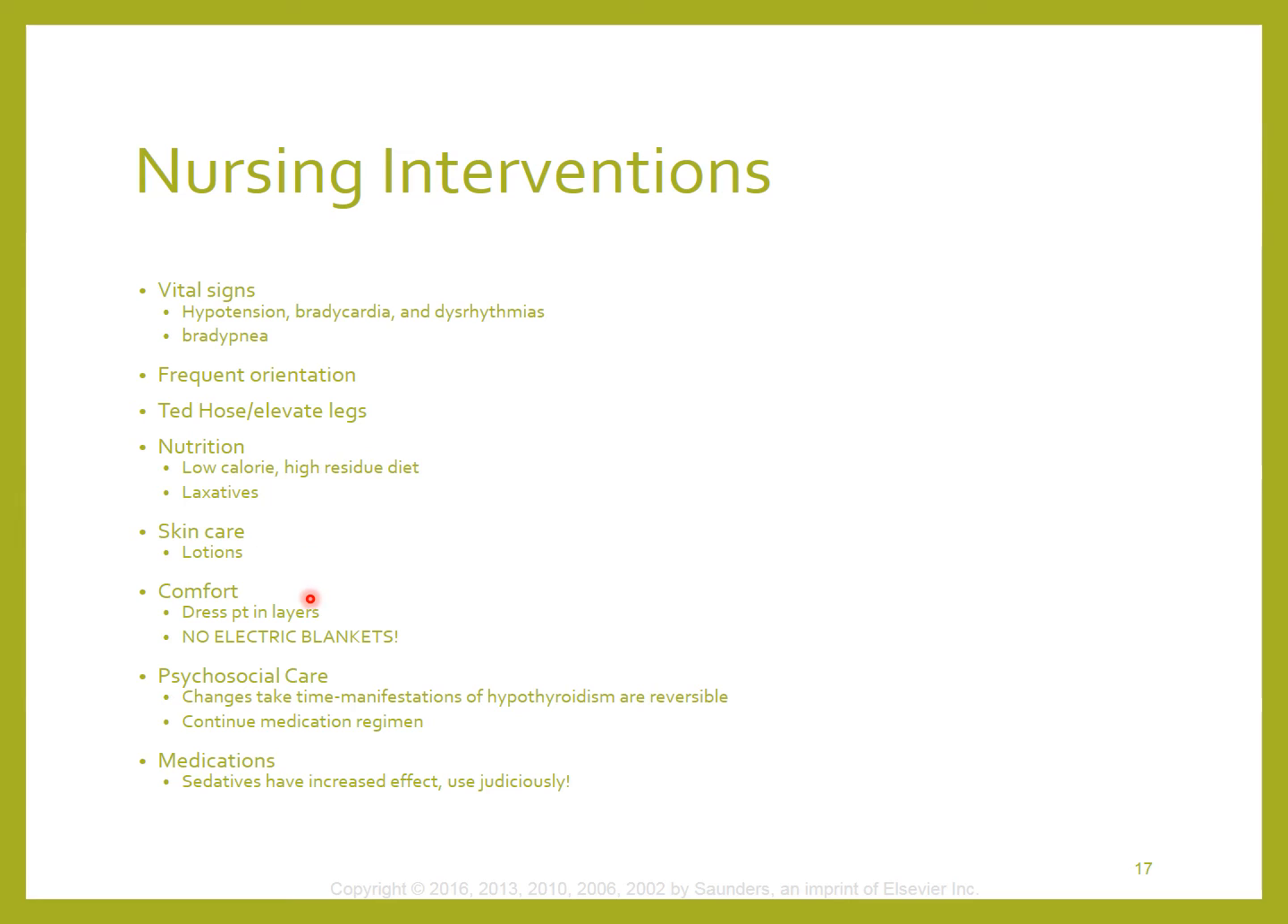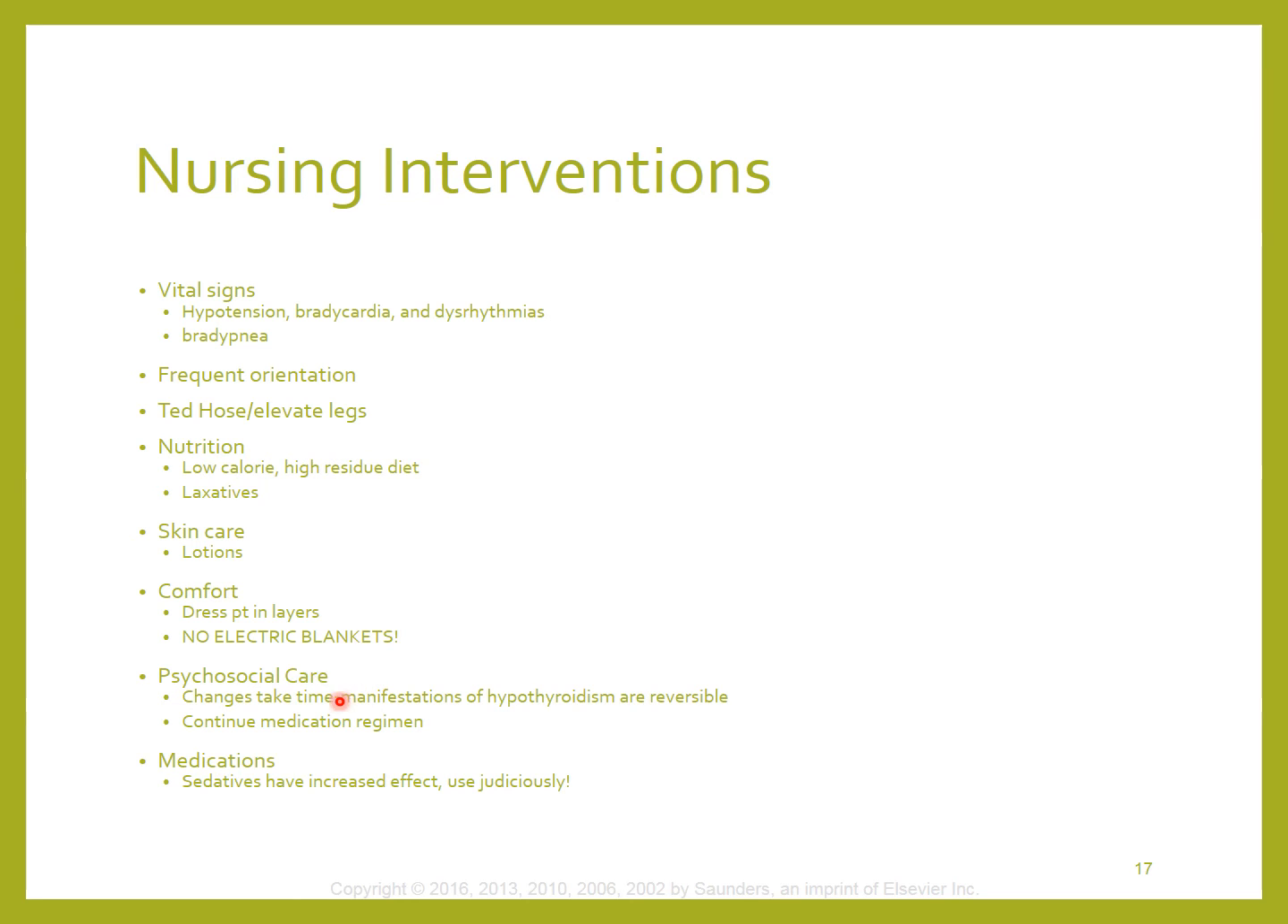Comfort, they are so cold intolerant. They are going to be freezing in summer. So make sure you put the person in layers, not just one giant winter coat, because they need to be able to take some clothes off depending upon if they go from outside to inside, or add on a layer here and there. No electric blankets. Electric blankets do provide warmth, however, they do make somebody more prone to hypotension because it vasodilates all of their vascular system. So let's stay away from the electric blankets, shall we?